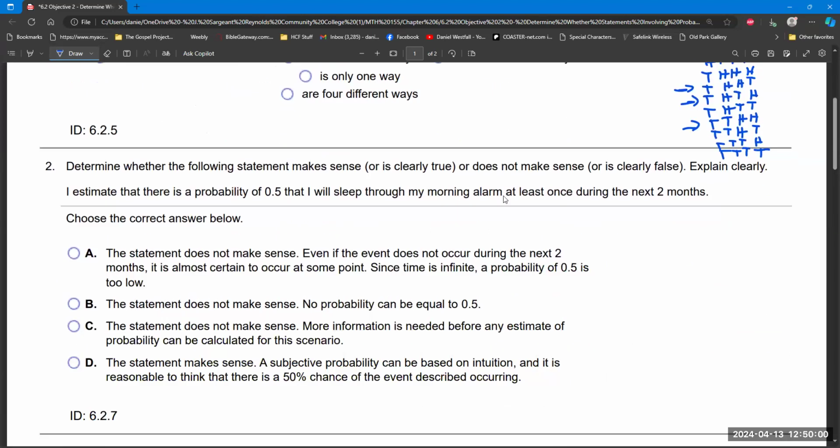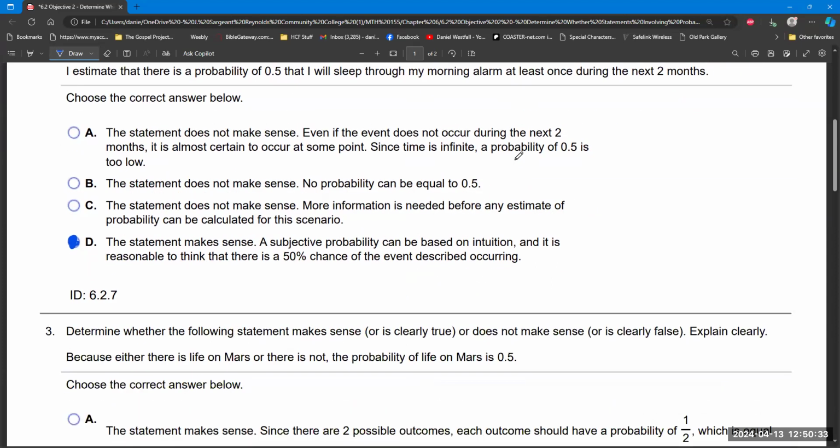All right, determine whether the following statement makes sense or is clearly true, or does not make sense or is clearly false, and explain clearly. I estimate that there is a probability of 0.5 or 50% that I will sleep through my morning alarm at least once during the next 2 months. That statement does make sense. A subjective probability can be based on intuition, and it is reasonable to think that there is a 50% chance of the event described occurring, especially since they're saying that it's going to occur at least one time, right? One or more times.